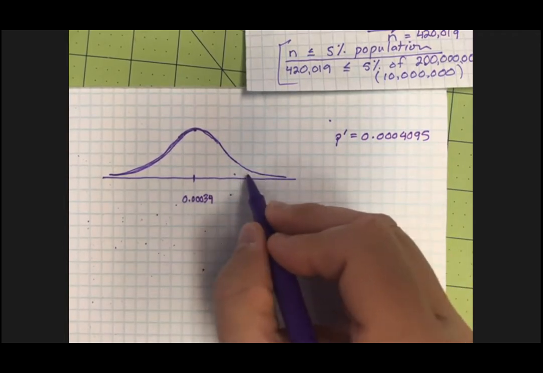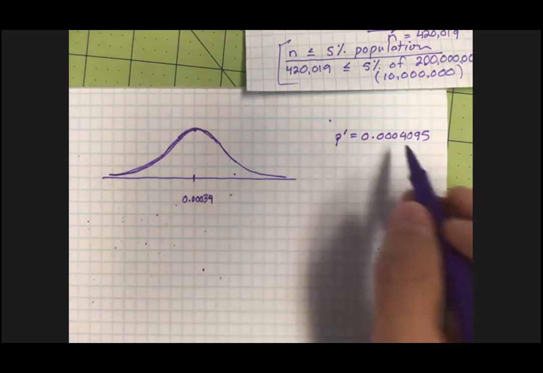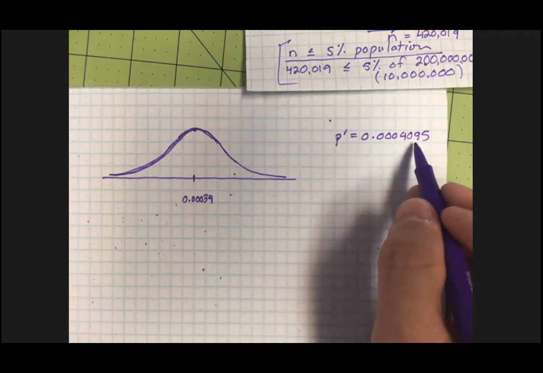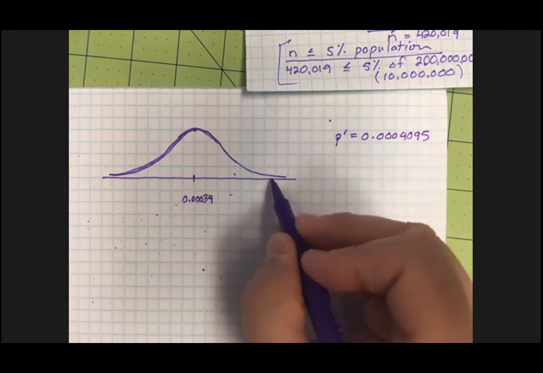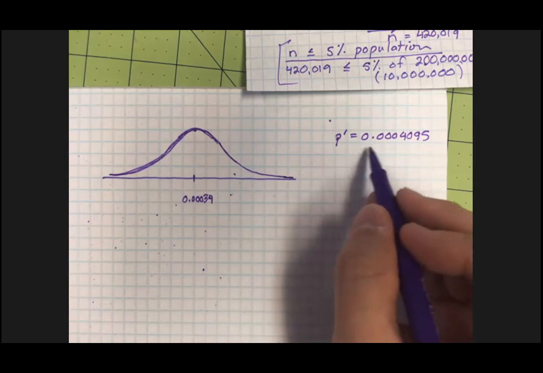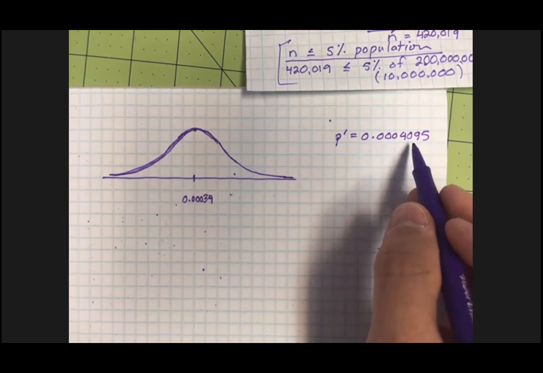Is that a large percent of this normal curve? If it is, then this is relatively likely to happen by random chance. But if this 4095 is just a tiny, tiny portion of the curve out here, then this 4095 is unlikely to happen randomly by chance. And maybe cell phone users do have cancer at a higher rate.